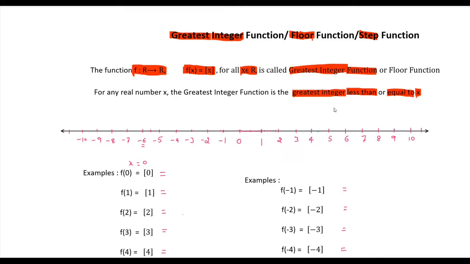For a considered value of x, we can find an infinite number of integers which will be less than that value of x. But out of this, we have to find the greatest integer. That is greatest integer function: the greatest integer less than or equal to the considered value of x.